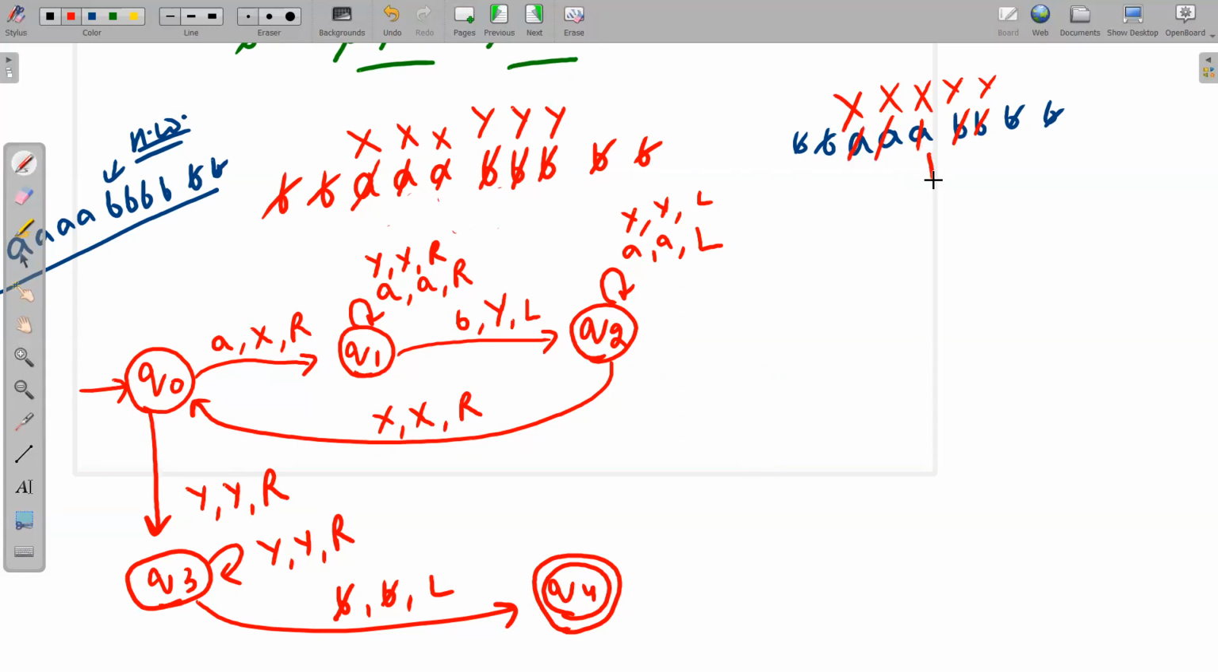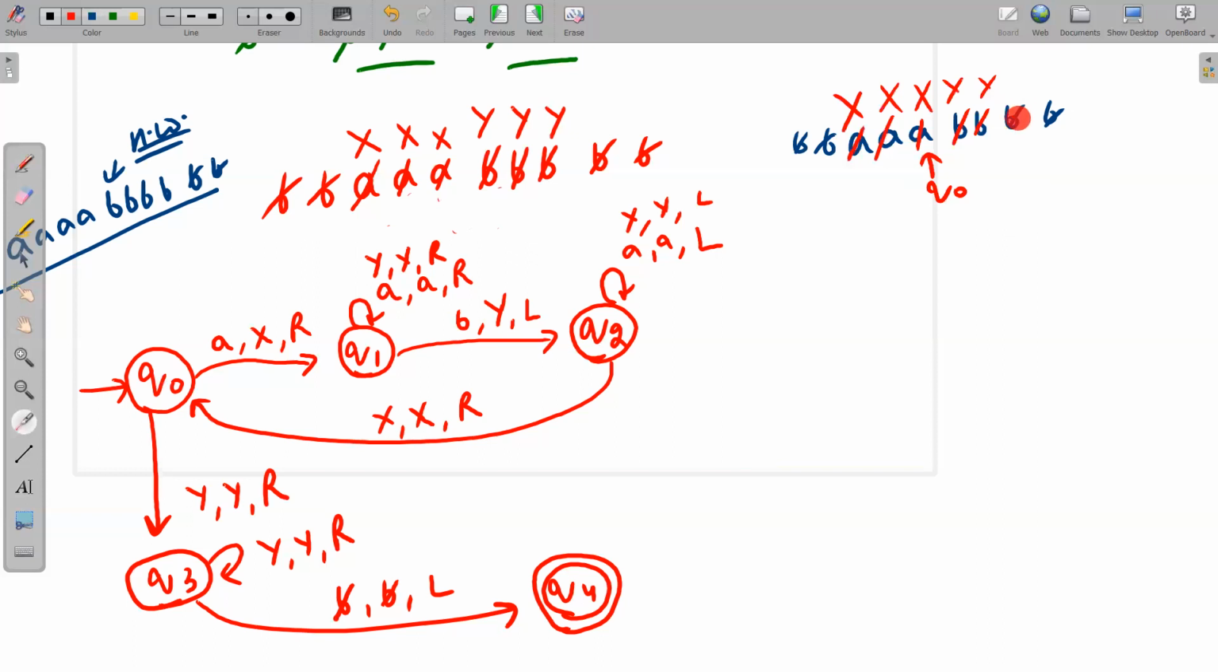Directly, what I am saying is we will be at Q naught. Q naught will read this A, make it X, and move to the right, and it will keep on moving right. Now the state will be Q1. Q1 will ignore all the Y's, but Q1 will read the blank, because Q1 is in search of B, but Q1 will not be able to find the B.